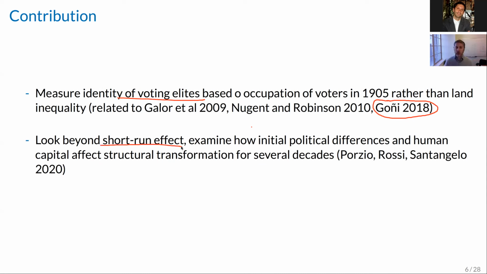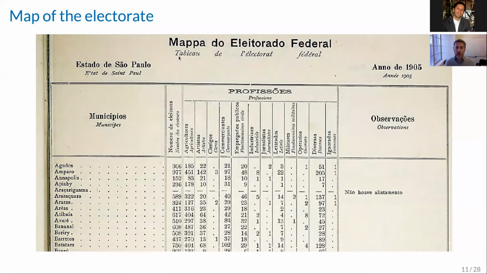So the novelty here, like I was saying, is building a new data set. This is what we're going to do. We discover a thing called the map of the electorate, which provides us, for 1905, a list of municipalities as you go down. Each one of these is a municipality in the state of São Paulo. Then you have the number of voters, and then profissões, which means occupation. So you can see all the occupations: artists, agriculturalists, retailers, industrialists, etc.